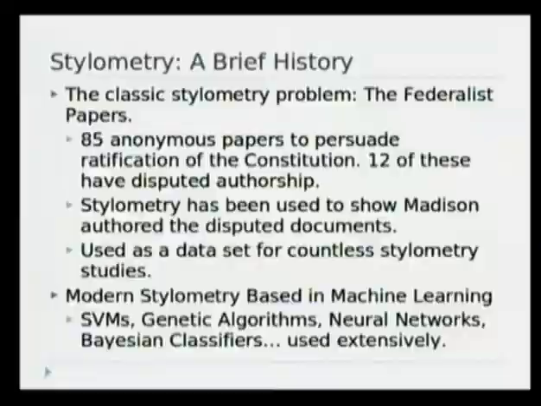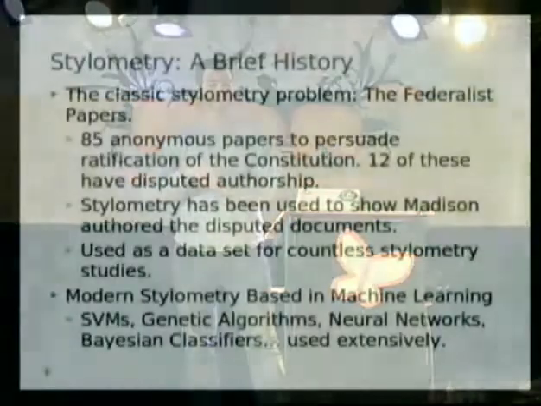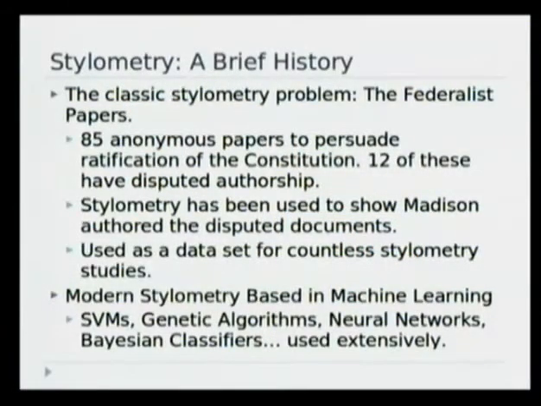To give a brief history on what stylometry has been, the first major problem that stylometry dealt with was looking at the Federalist Papers, which were 85 papers published in New York in the late 1700s to try and persuade the people of New York to ratify the Constitution. Now, these papers were published anonymously, but we knew through historical records that most of them were actually authored by either James Madison or Hamilton, and 12 of these had completely disputed authorship. They did not know who wrote them. So stylometry was used to show that Madison actually authored these documents, and this data set has been used for countless stylometry studies to show new methods and things like that.